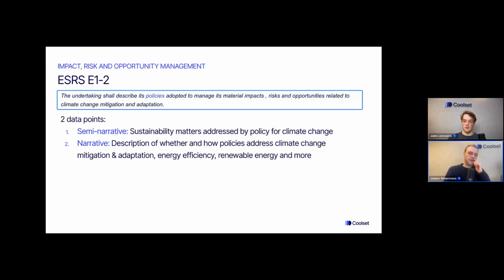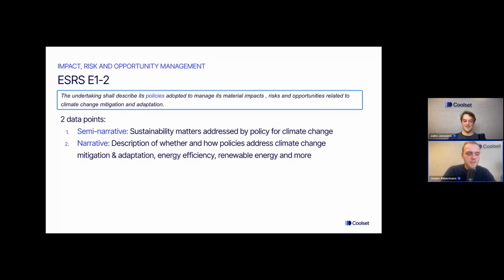So now let's have a look at ESRS E1-2. So here we're actually moving also into the impact, risk, and opportunity management section of ESRS E1. So the undertaking shall describe its policies adopted to manage its material impacts, risks, and opportunities related to climate change mitigation and adaptation. So here it's really about the policies. And why do I only have 2 data points? Because in the actual EFRAG Excel list, there's only 2 data points for ESRS E1-2. So that makes it easier for you to report and for me to explain.